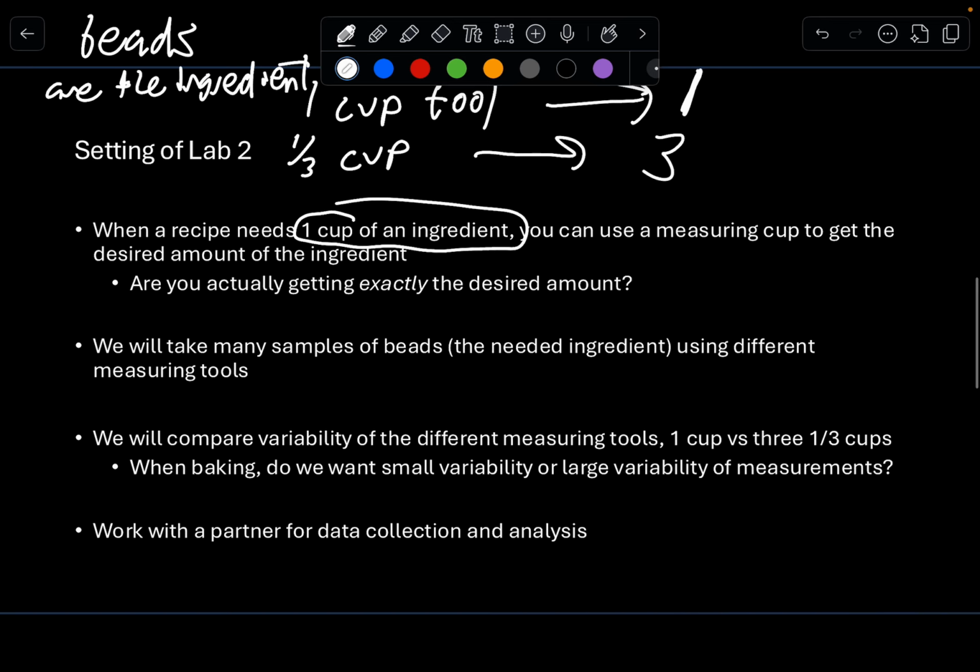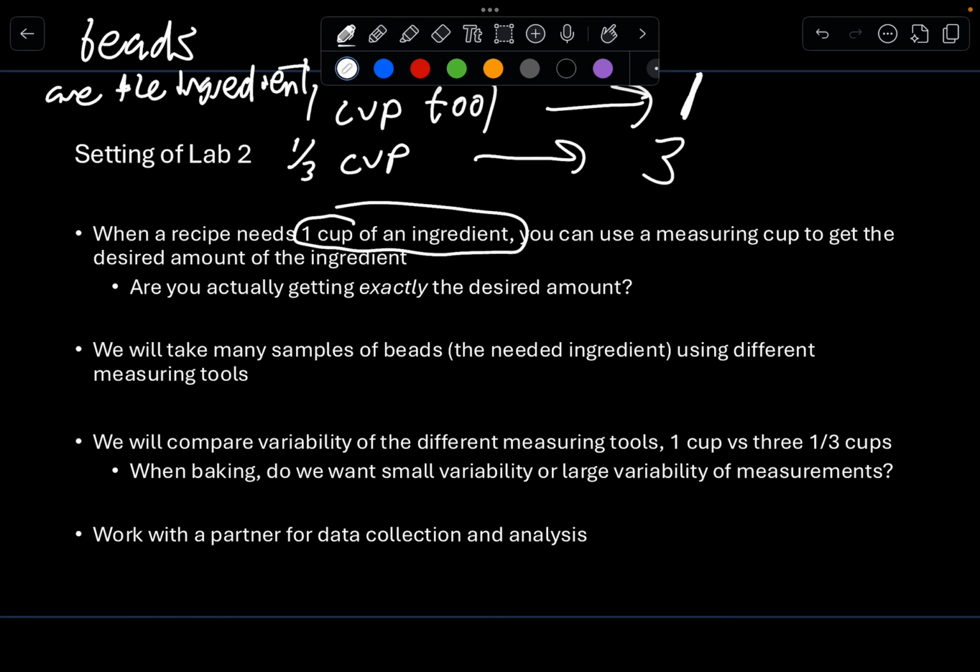Okay, so in table 2.1, you will put whether you are doing the 1 cup or the thirds cup, and then you're going to be measuring the beads on a scale. How many grams is that weight that you get? Ideally, you should be getting the same weight every single time, right? Because you're trying to get a cup. So you should be getting the same weight every single time, but you should see some fluctuation there. It might not be the same every single time.